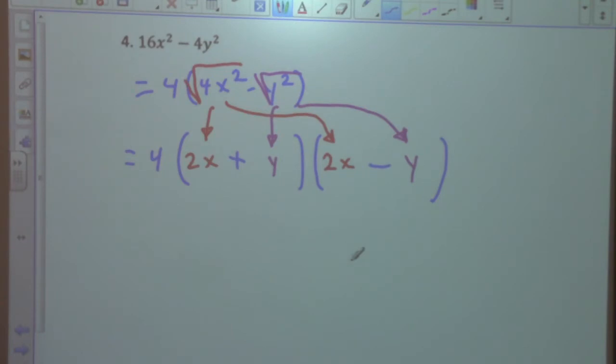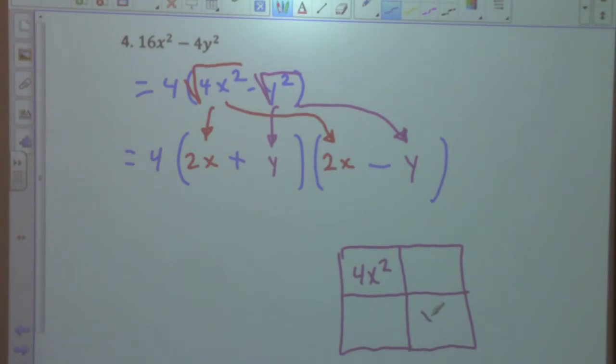Pardon me? Somebody mentioned a box method? Well, you really could do it. Let me show you how that works out. So what you can do is work it out with a box, because if you put 4x squared here and y squared here, what are going to be your factors of 4x squared? Well, 2x and 2x, right? And what are your factors of y squared? y and y.